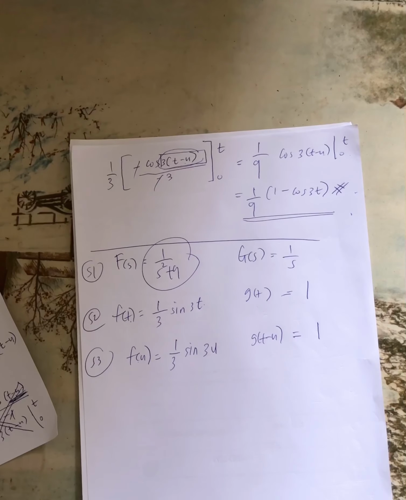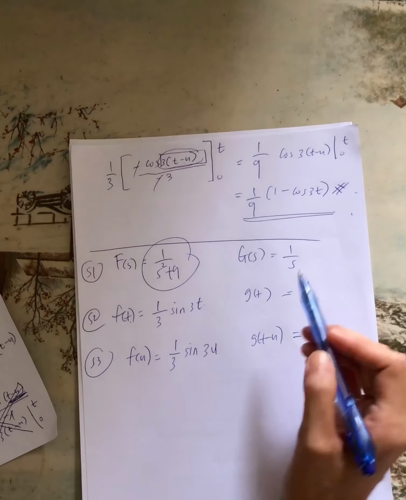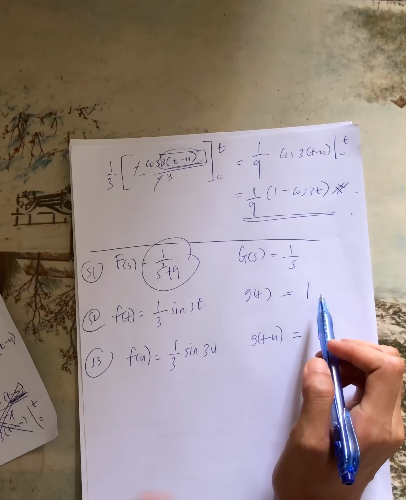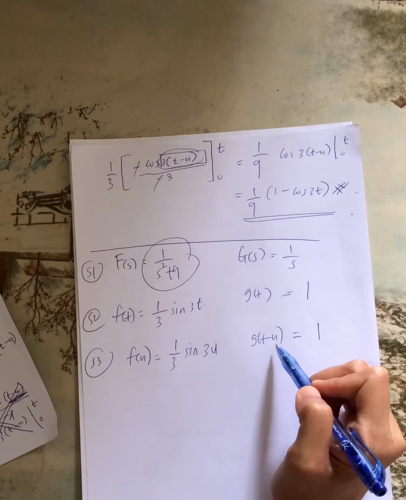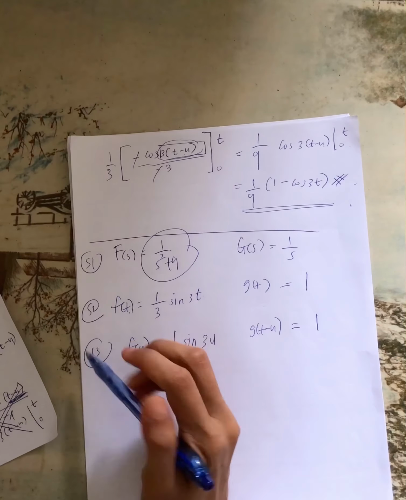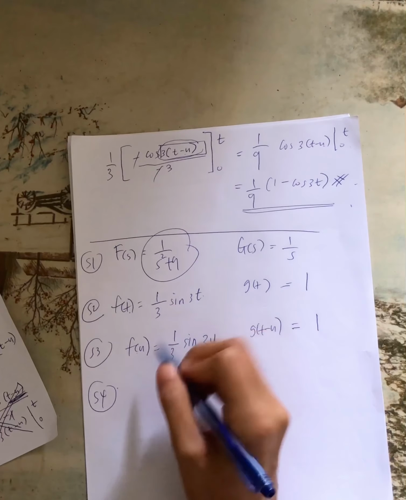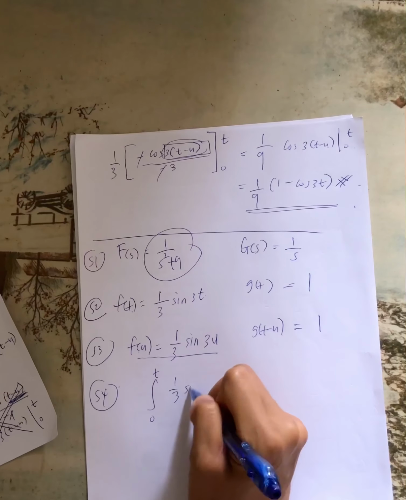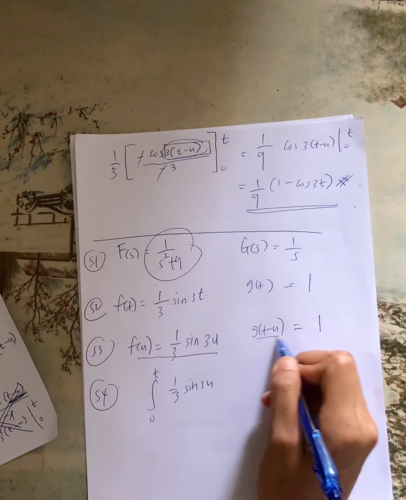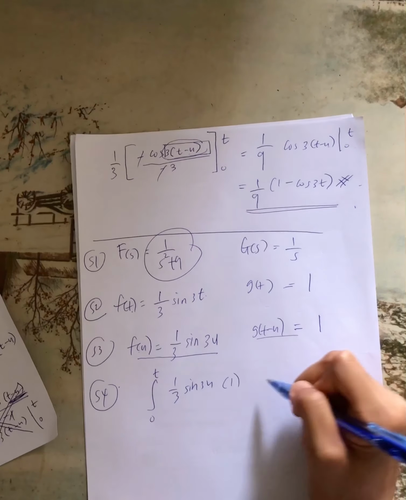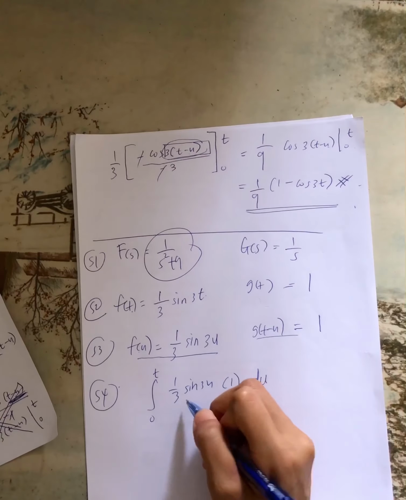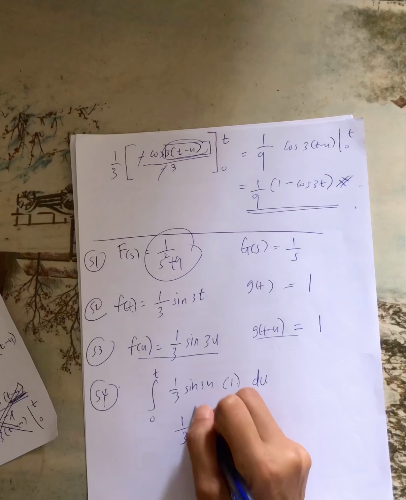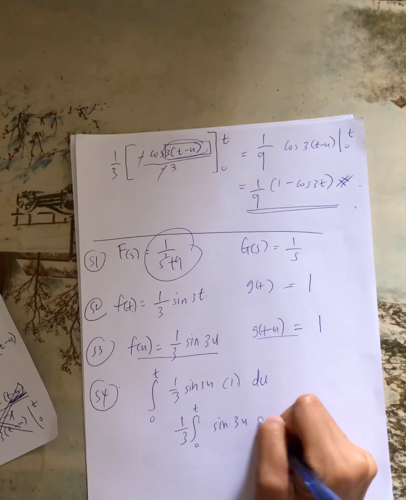The answer is 1, because they have no variable t, so they have nothing that you need to replace with t minus u. So it remains constant. Step number 4, substitute back here. Your f(u) is 1 over 3 sine 3u, your g(t minus u) is 1, and then with respect to u, so 1 means they have nothing. So you can take out 1 over 3, so it becomes sine 3u du.